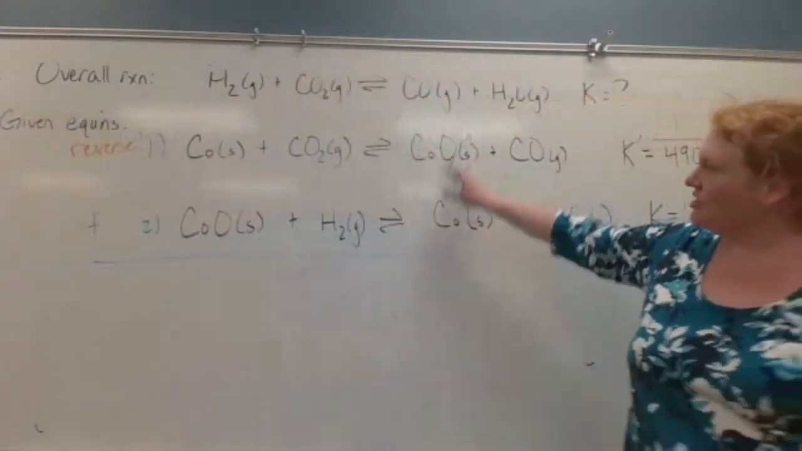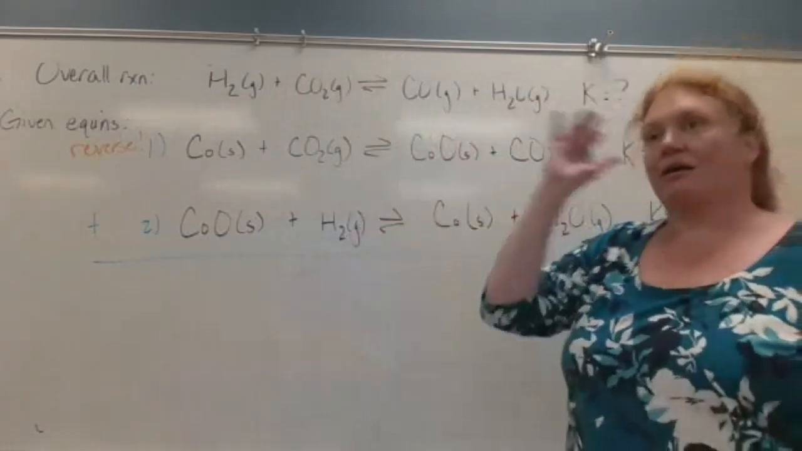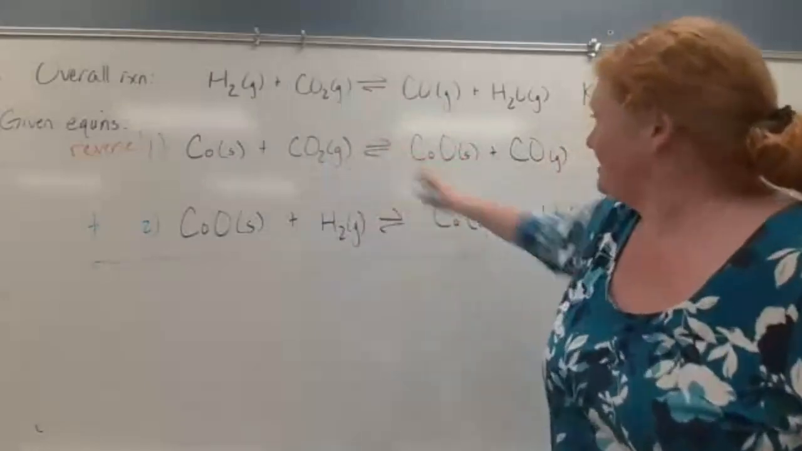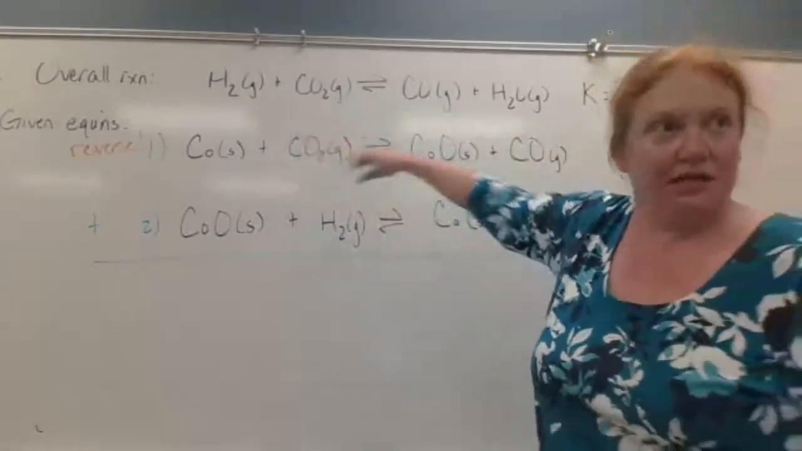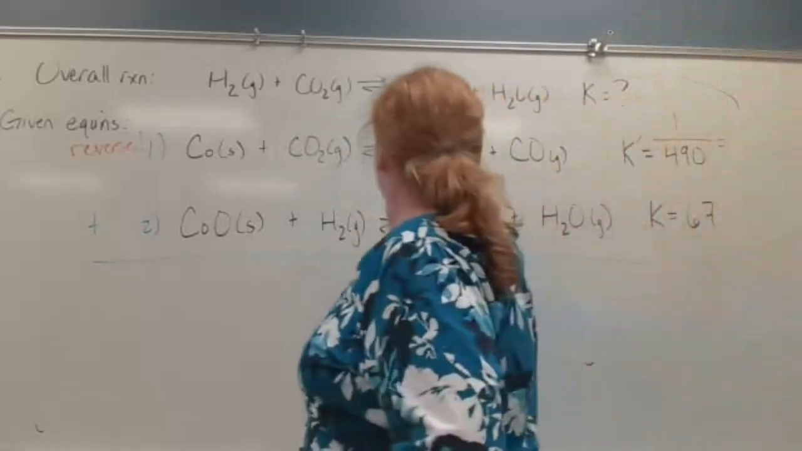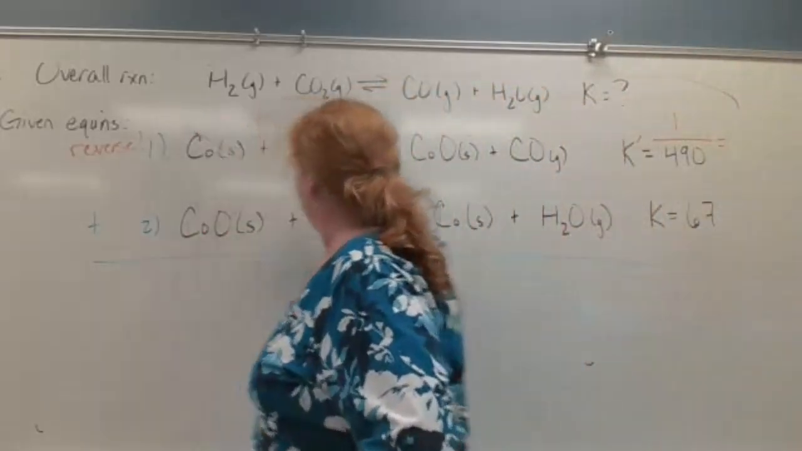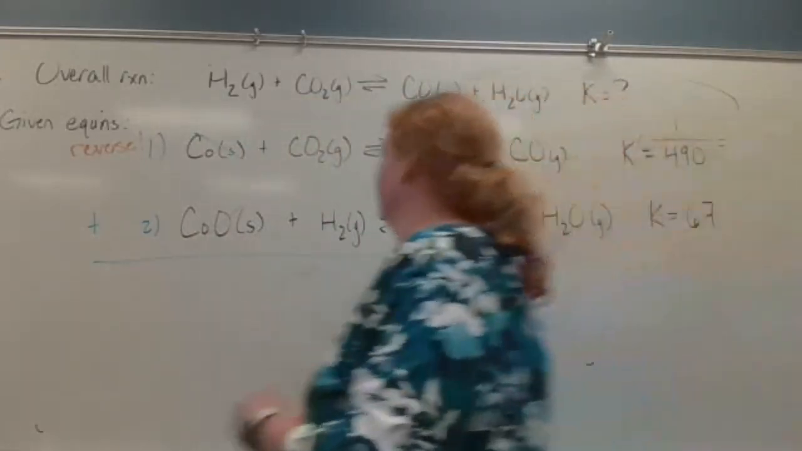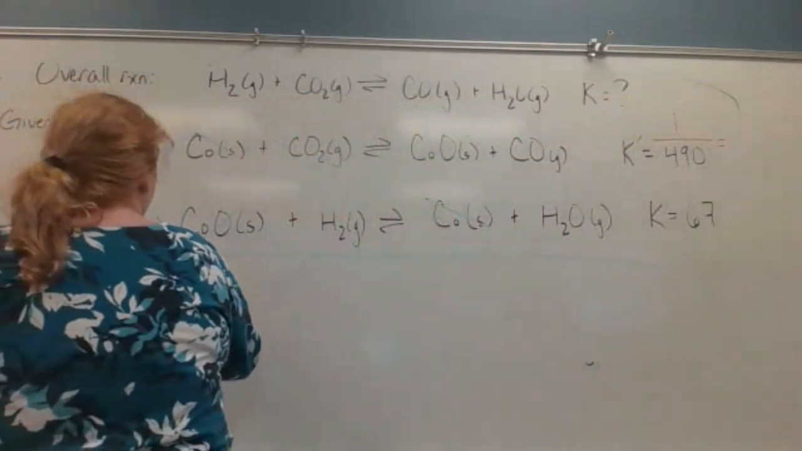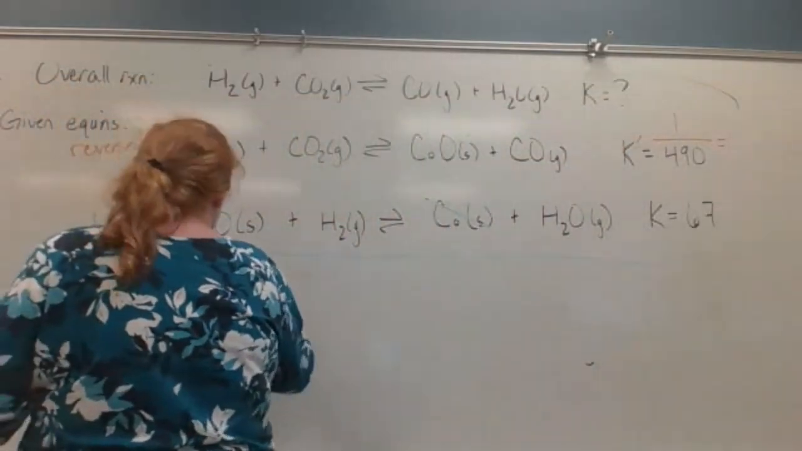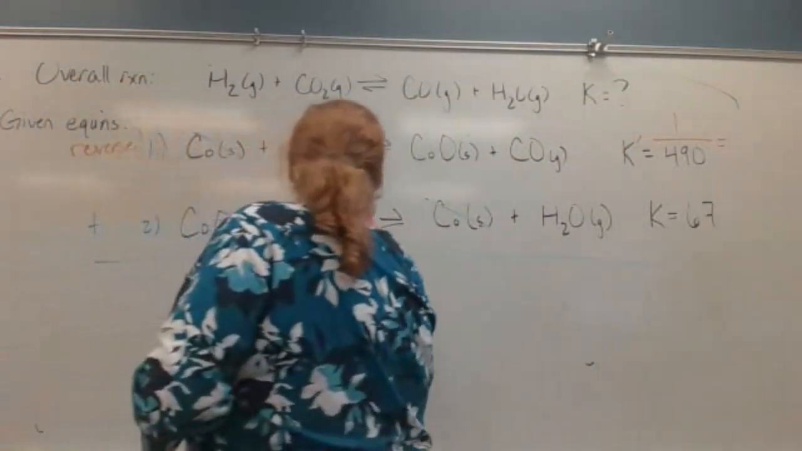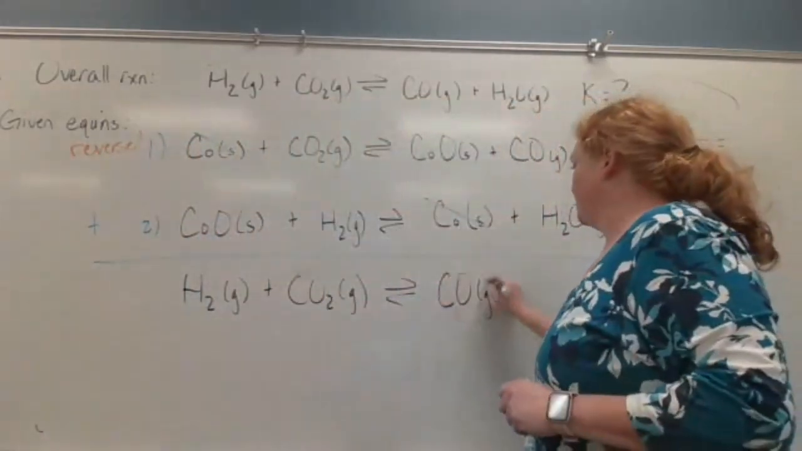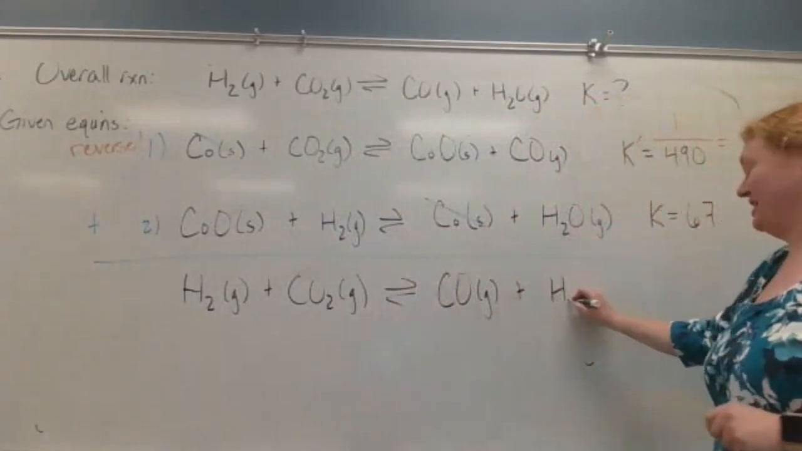Okay, so now when I add these two equations together, like when we were adding mechanisms, what things are identical and are going to cancel on either side of the arrows? The solid cobalt oxide and the solid cobalt. Gone, right? That leaves me with what? Hydrogen plus CO2 makes carbon monoxide plus water. Gas.